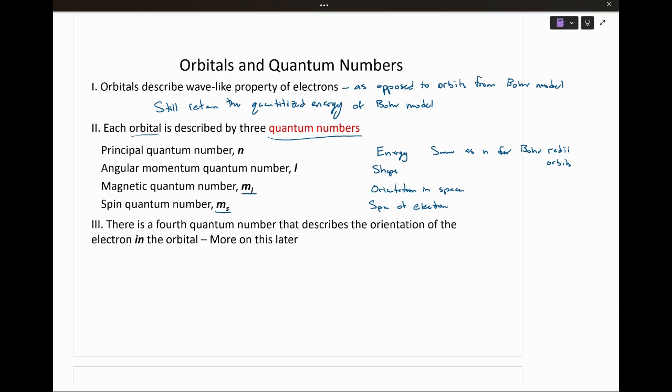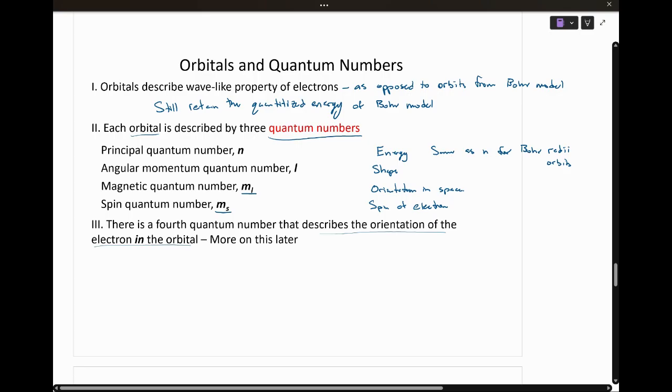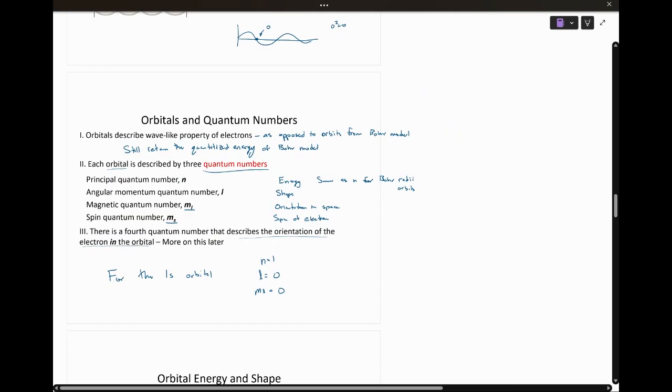Okay. So like I said, m sub S describes the orientation of the electron in the orbital. We'll talk more about that later. And so for our lowest energy orbital, which we're going to see is the 1s orbital, that has an n value of 1, an L value of 0, and an m sub L value of 0 as well. Okay? So these are our orbitals, describing where the electron is using a wave-like nature.